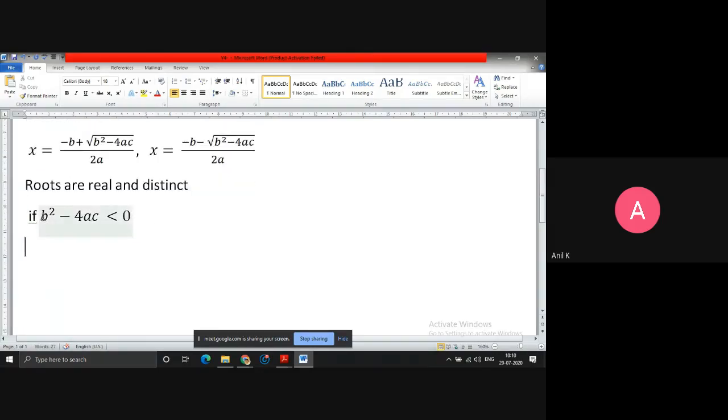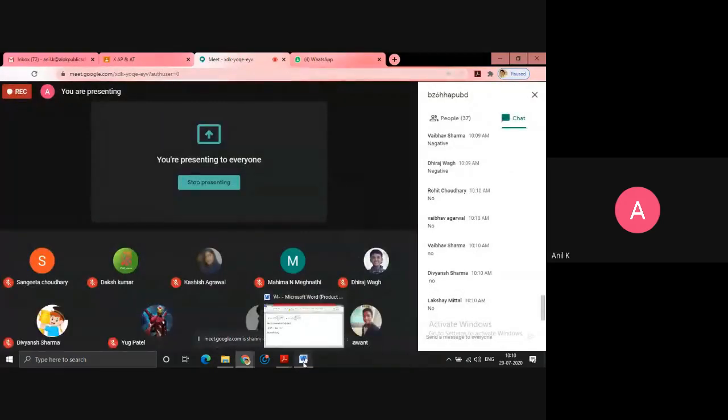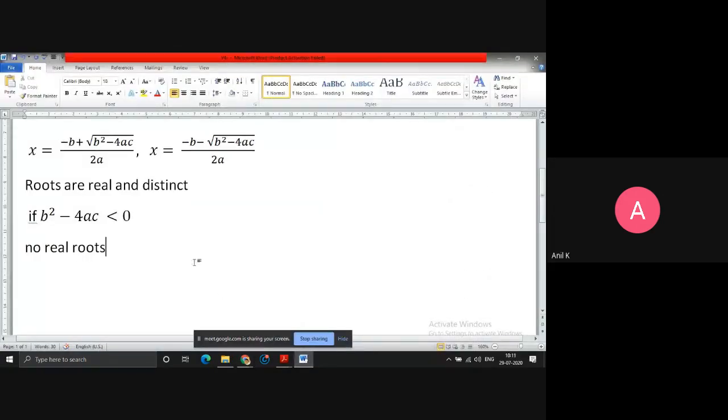If b square minus 4ac is coming negative, then we say the given quadratic equation has no real roots. I'm not saying here no roots. No roots means you cannot solve it. I'm saying no real roots. That means in the real number system, we don't know how to solve it. In the complex number system, yes, we can solve it. So maybe when you go for higher math, then we'll discuss at that time how to solve them.